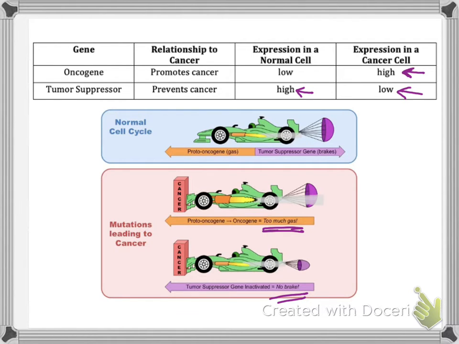So normally we have these checks and balances in our cells. The need to go is balanced with the need to stop. In cancer cells, we shut down the brakes, and we make the cell go too much.